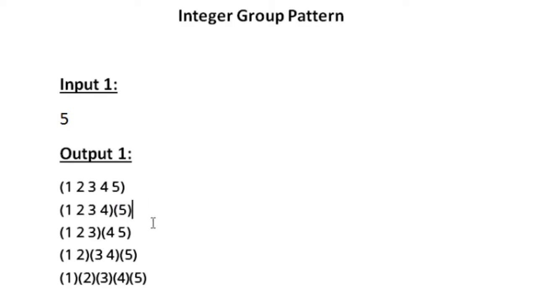And now in the third line we must group the integers 3 by 3. So totally there are 5 integers. The first 3 integers are grouped in a separate pattern, and the next group can contain 3 integers, but we are left only with 2 integers. So the 4 and 5 are grouped in a separate set of parentheses.